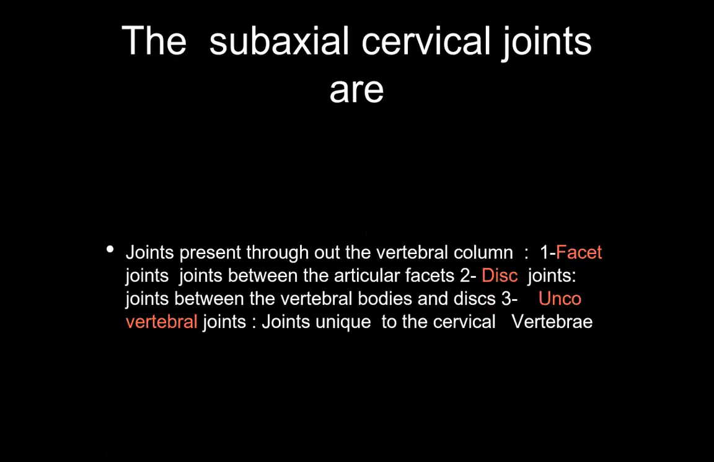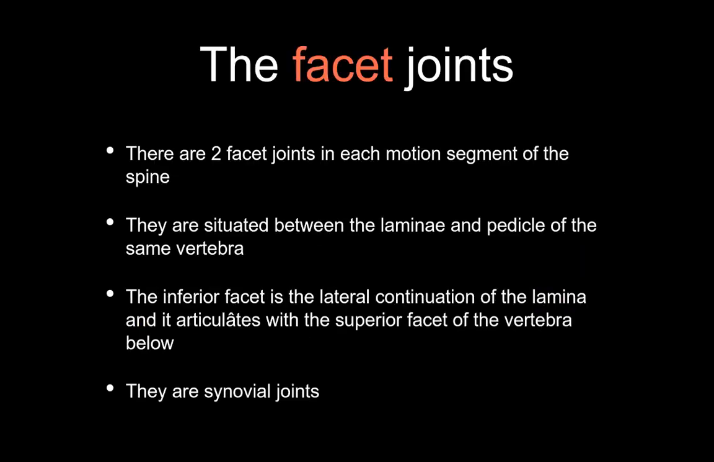And we talk about the joints. The joints of the subaxial cervical vertebrae are divided into joints common to the whole vertebral column, which are the facet joints between the articular facets, and the disc joints between the vertebral bodies and discs. And there is a joint peculiar to the cervical vertebrae, the uncovertebral joint, which is unique to the cervical vertebrae.